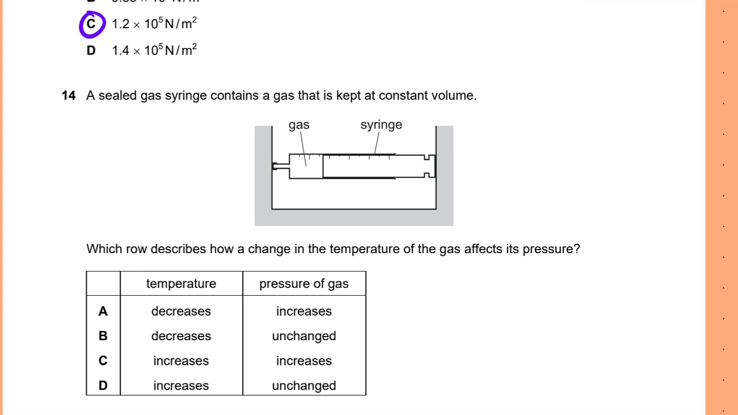A sealed gas syringe contains a gas that is kept at constant volume. Which row describes how a change in the temperature of the gas affects its pressure? So constant volume, now it's going to talk about pressure and temperature. So if the temperature increases, pressure increases, and vice versa. So the answer for this one is C.